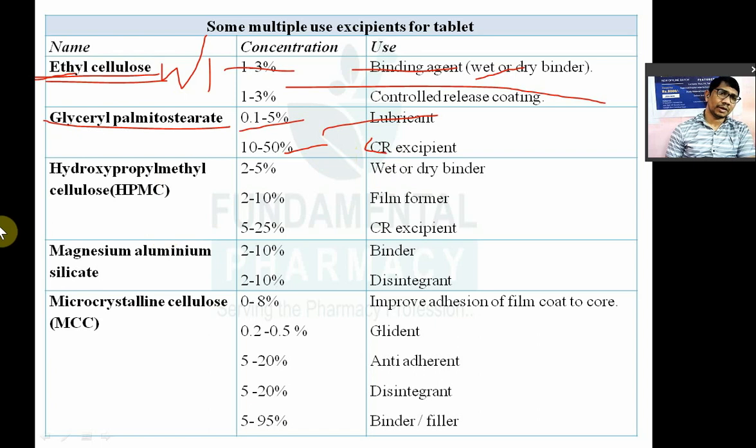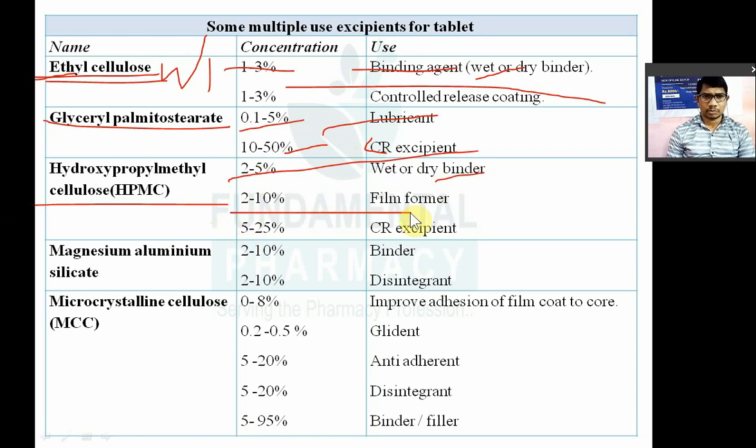Hydroxypropyl methyl cellulose, HPMC. At 2 to 5% concentration, it is used as a wet or dry binder. At 2 to 10%, it is a film former. Again, at 5 to 25%, it is used as a controlled release excipient. Okay. Magnesium aluminum silicate: at 2 to 10% it is used as a binder, and at 10% as a disintegrant, binder and disintegrant.